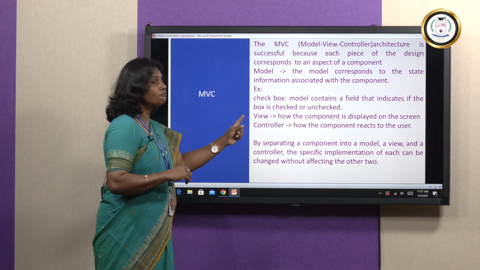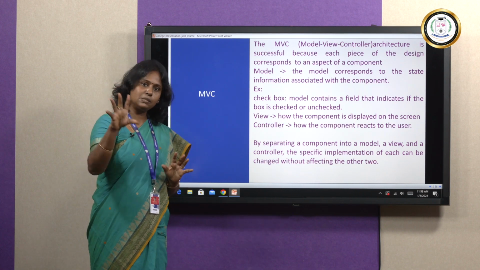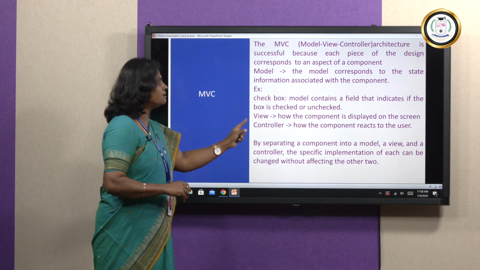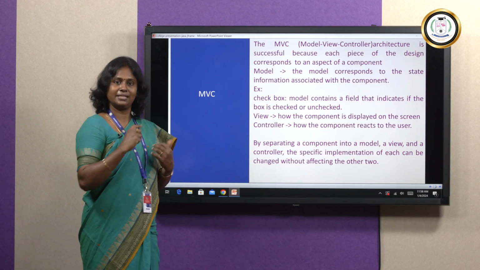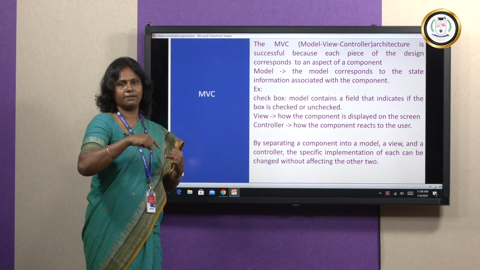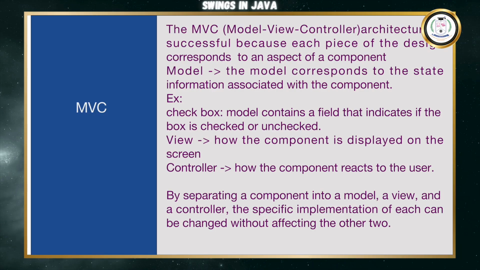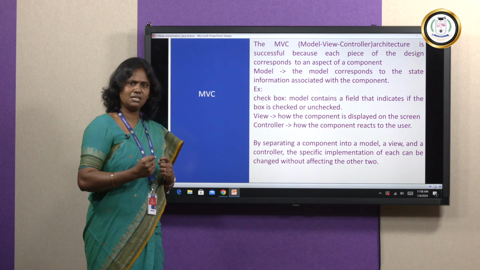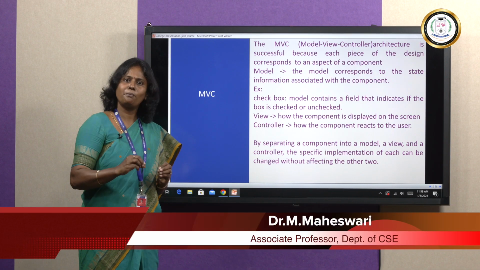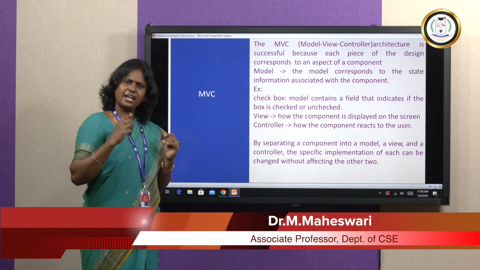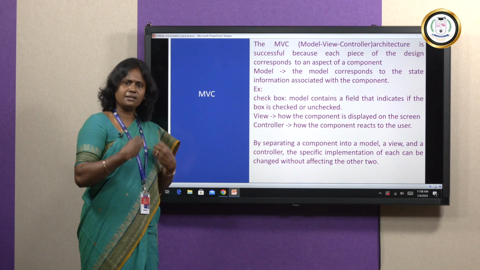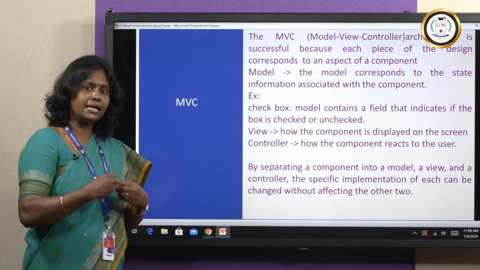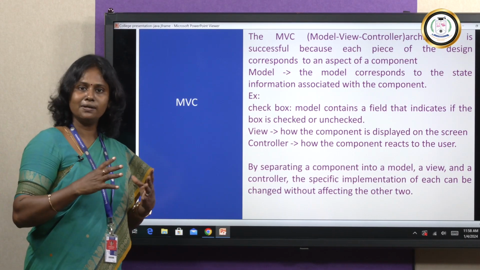What is the meaning of the view? How the component is displayed on the screen, it is called the view. What is the meaning of the controller? How it reacts with the user. That's why it is called a graphical user interface. So how the component reacts to the user. If I click and it immediately responds, the component is lightweight and the look and feel is very good. If I click and it is not clicked or something else happens, or the component is not reacting properly to the user, then the look and feel is not good.